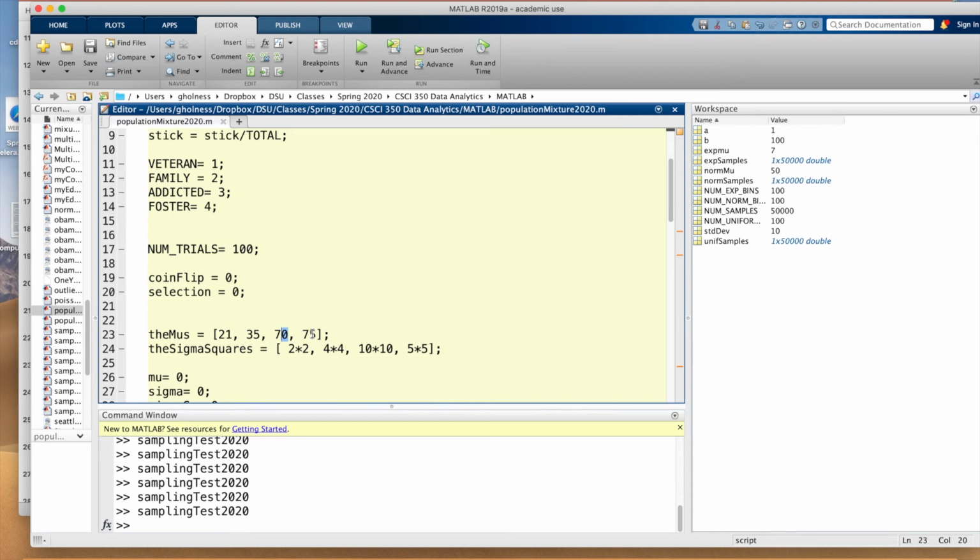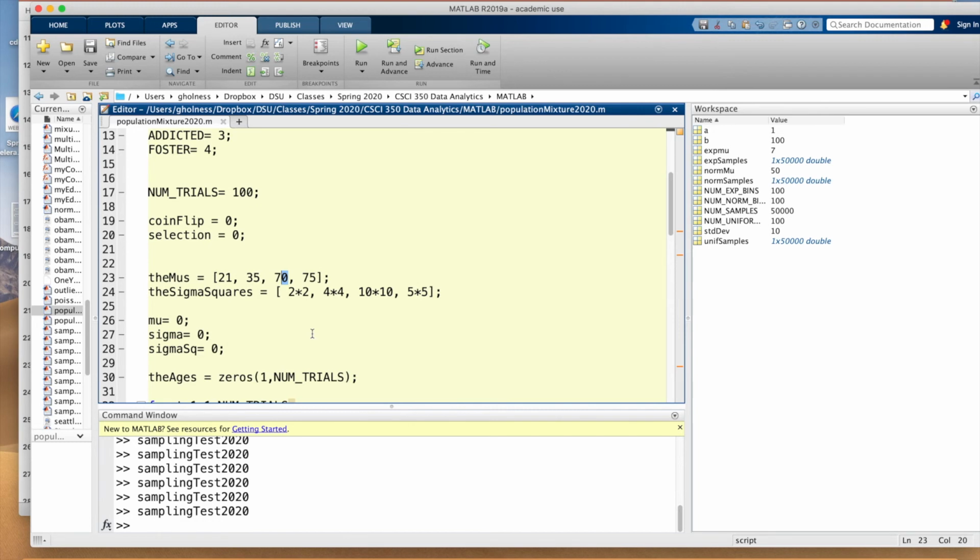aged out foster children. I didn't have to set it this way. I just picked those numbers, and it's certainly something that you can tinker with. Sigma squared, of course, I set sigma squared. Now, this is programmatic just for the sake of showing you that sigma squared is the square of sigma, right? So I like to write things for teaching reasons to make it obvious certain concepts that I want to reinforce.